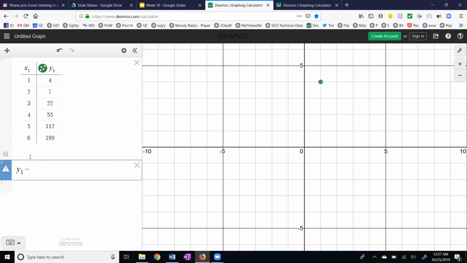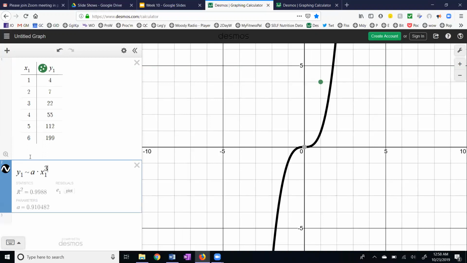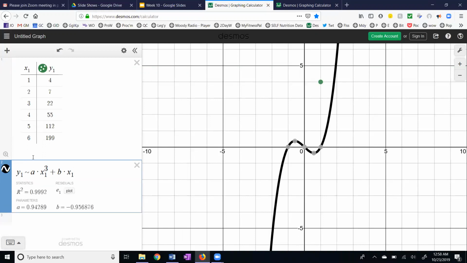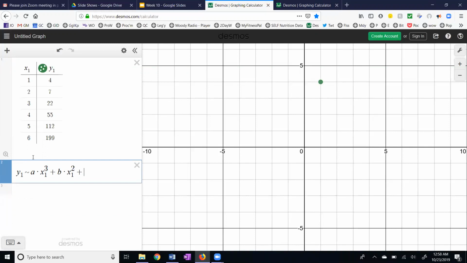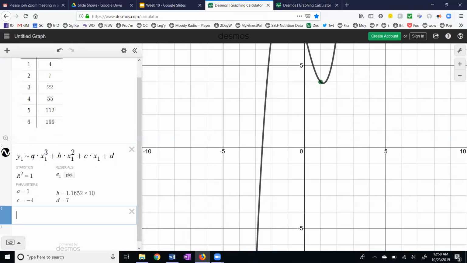Now, the power and beauty of Desmos is you can put in any format that you want. I want A times x1 to the third power plus B times x1 squared plus C times x1. You do have to put the 1. If you don't put the 1, I don't think it'll work. Plus D, and hit enter.